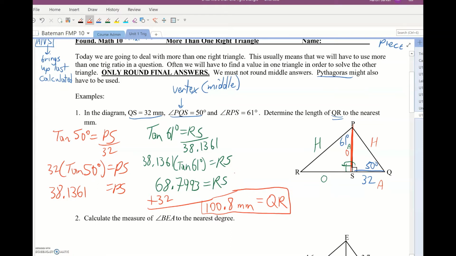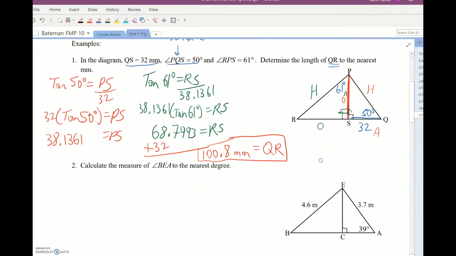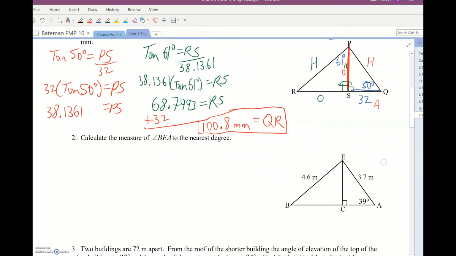So here we have to add our pieces together, and we have to find the shared side between the two triangles. Next one, we have to do the same idea, because we are trying to find BEA. E is the vertex. So we have B to E to A. So it's this angle right here, the entire thing. So what we have to do is find this angle and this angle, the X and the dot, and then add them together. And that is going to be angle BEA.